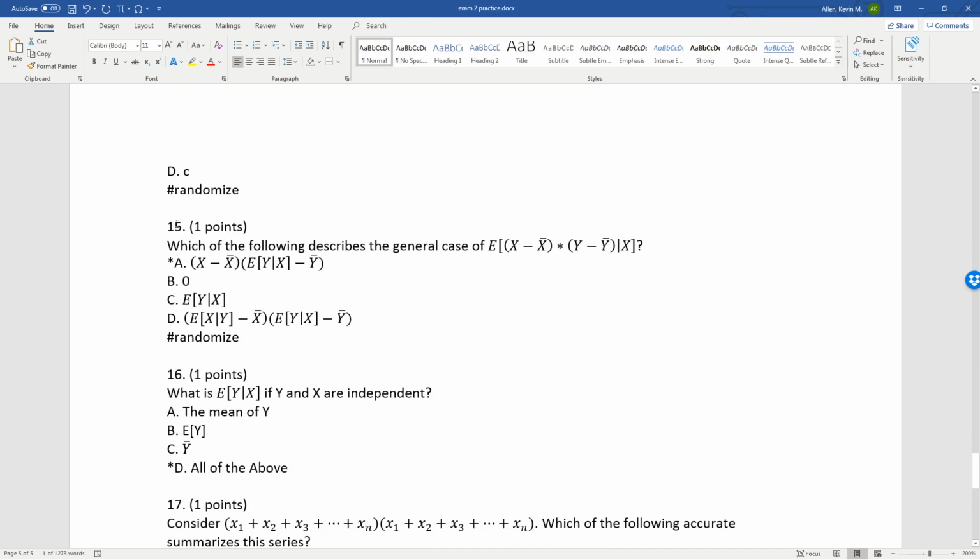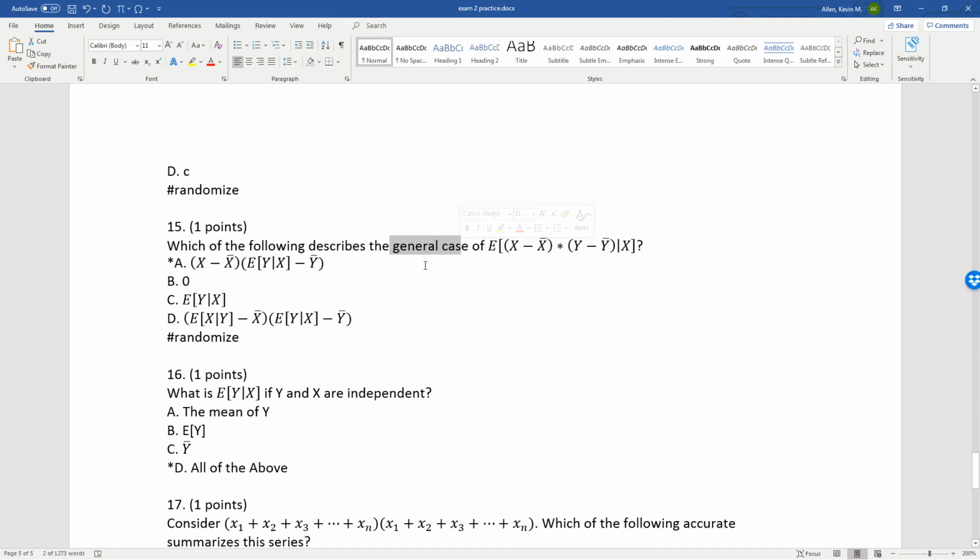So now we have number 15. We solve through this. The expected value of x minus x bar times y minus y bar given x. The general case of this will end up being x minus x bar times the expected value of y given x minus y bar. And that's because this is just a test of understanding what a general case means. In the proofs that we were writing, we assumed that x and y were independent. But generally, we can't make that assumption.